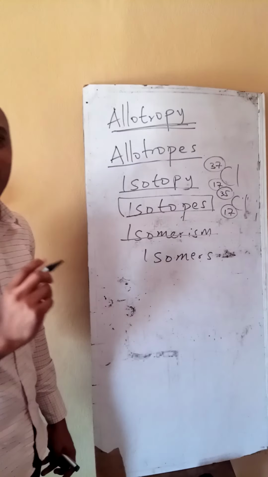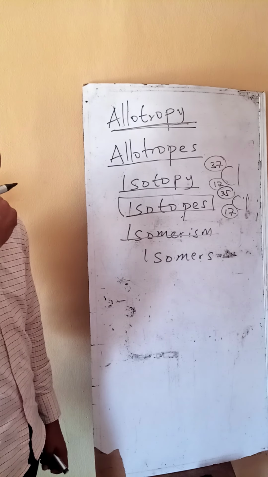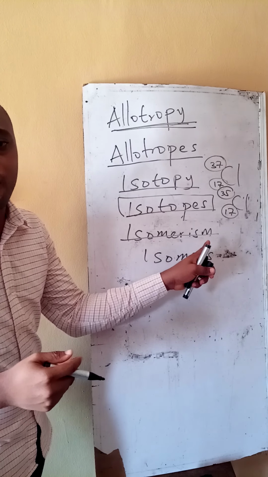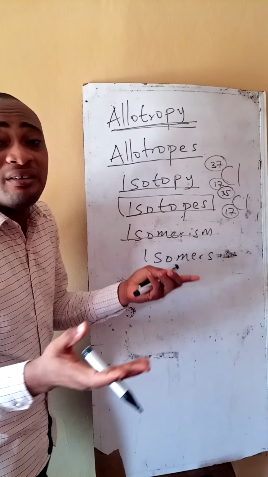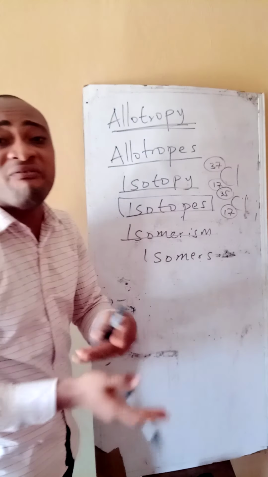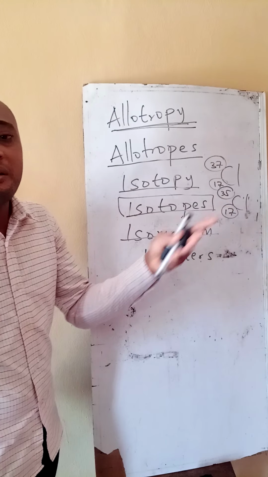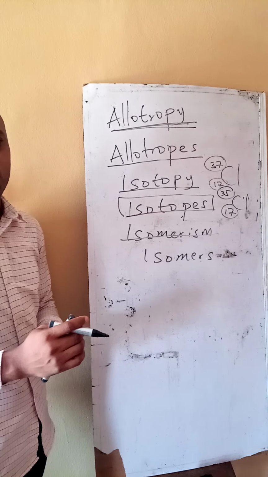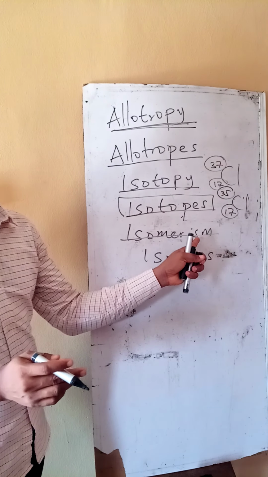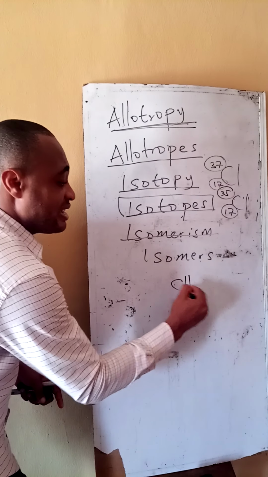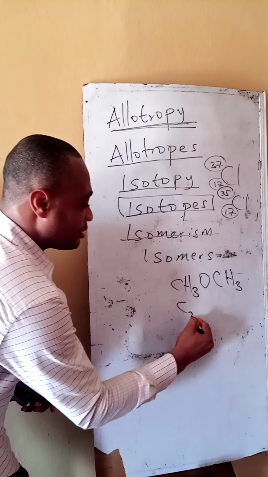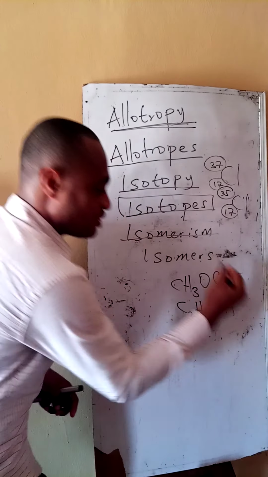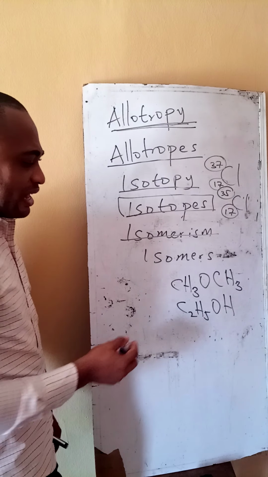The same thing exists with this word, isomerism. Though this is for organic compounds. So isomerism is what? You have a compound, 2 or more compounds rather, having the same molecular formula but different molecular structures. Yeah, that is isomerism. Look at this. CH3OCH3 and C2H5OH. Look at the formula.